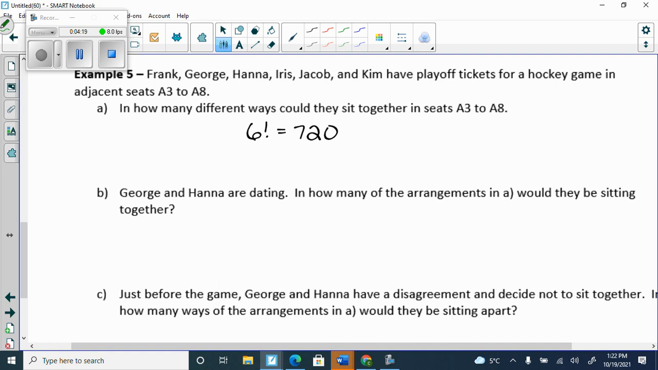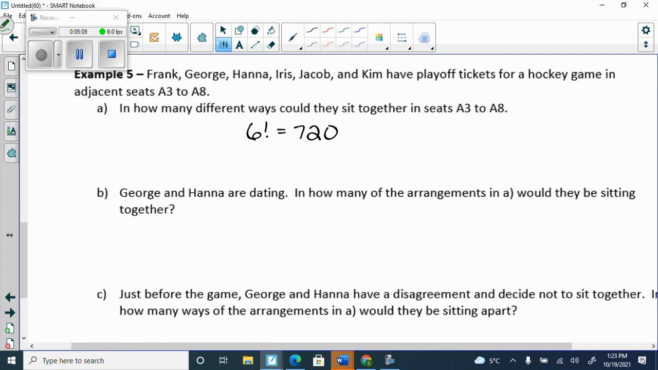The next one says, George and Hannah are dating, and how many of the arrangements in A would they be sitting together? So 720 is the total ways I could sit those 6 people without any restrictions, right? Which is kind of crazy to think about. There are 6 of us. How many ways could we sit together that would look different? You'd probably guess there's like 40. But there's actually 720 different ways you could sit the six people and it would look different. Crazy, right? So if you try and draw them out, you're going to miss one or two or 50, okay?